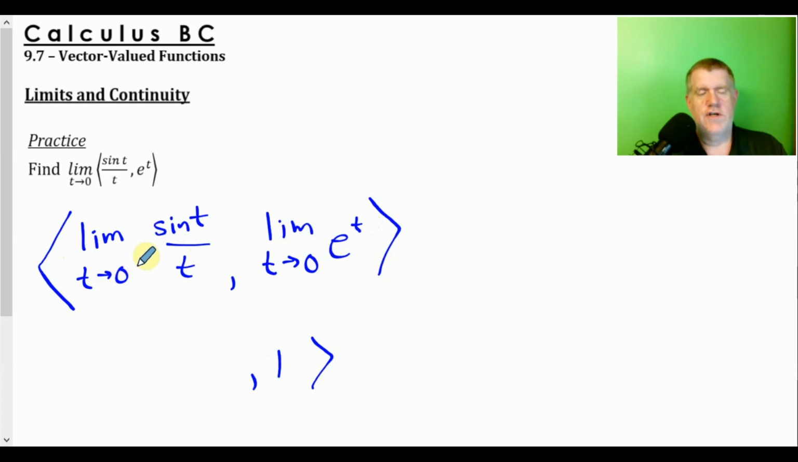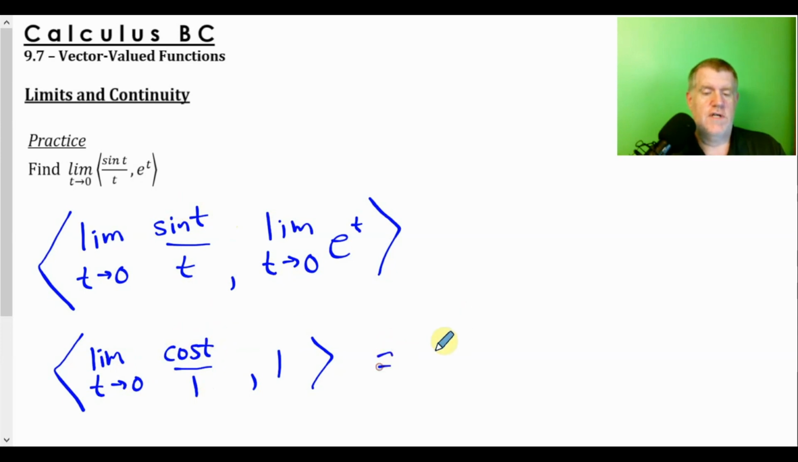Here, a little trickier. You might remember this identity, but if you don't, good old L'Hopital's rule will take effect, because we get 0 over 0. So the derivative of sine is cosine. Derivative of t is 1. Now I can plug the 0 in, because the cosine of 0 is 1.